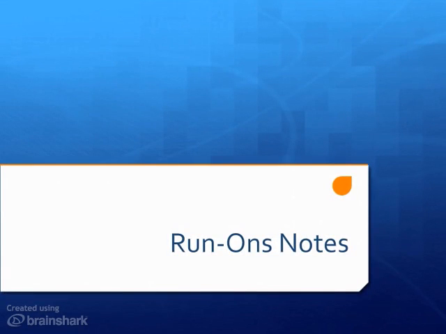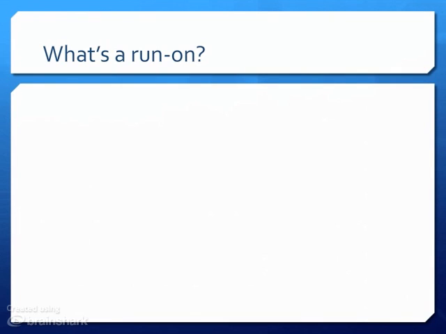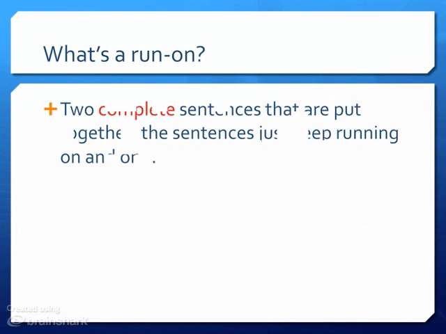In this video, you'll learn all about run-ons. So what is a run-on? A run-on is when you have two or more complete sentences that are put together. The sentences just keep running on and on and on.